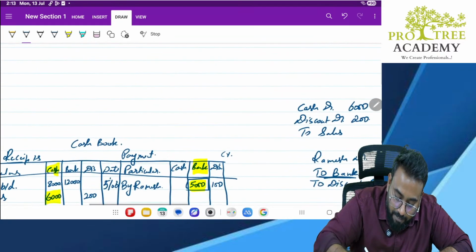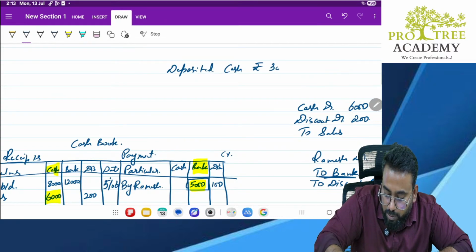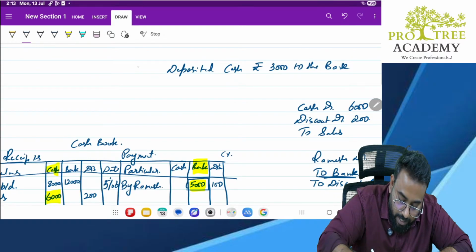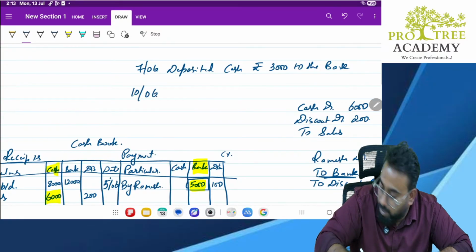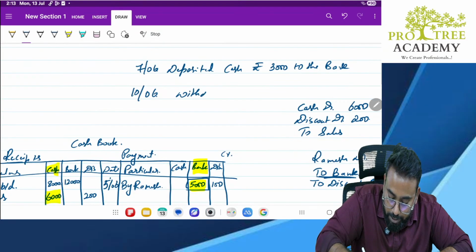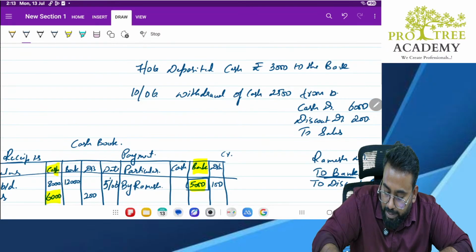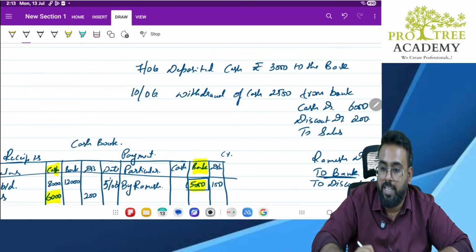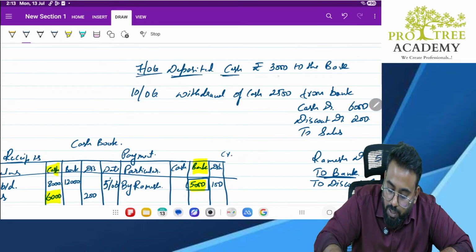Let's say we have deposited cash rupees 3,000 to the bank. This is one transaction, let's take this has happened on 7th June. Next, on 10th June, let us take withdrawal of cash 2,500 from bank. Let's take this also as an example. Clear? First case, what? We deposited cash to the bank.